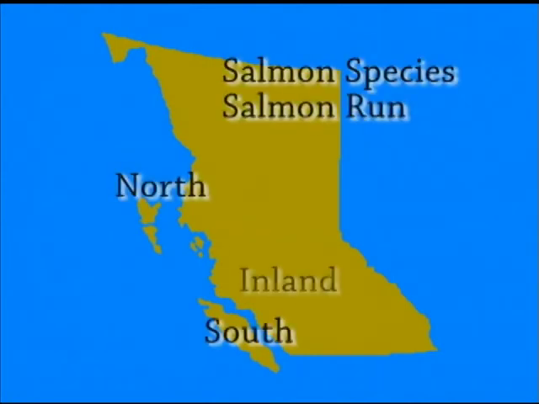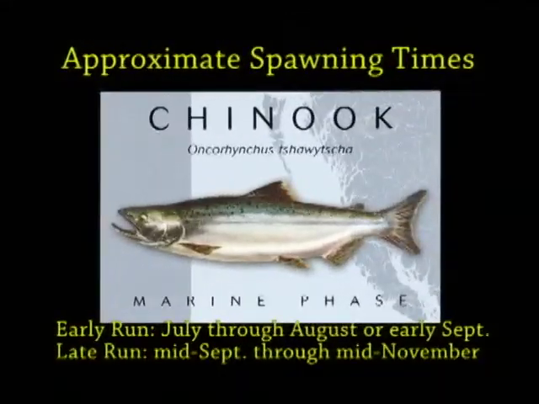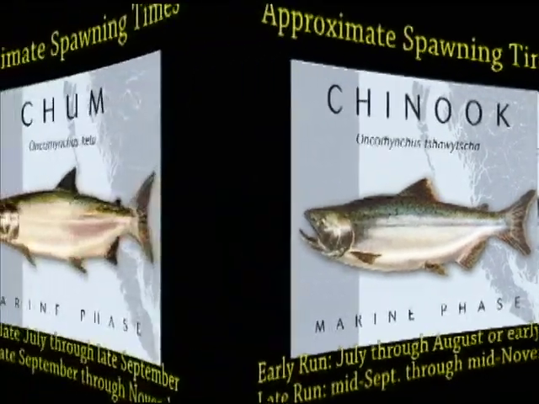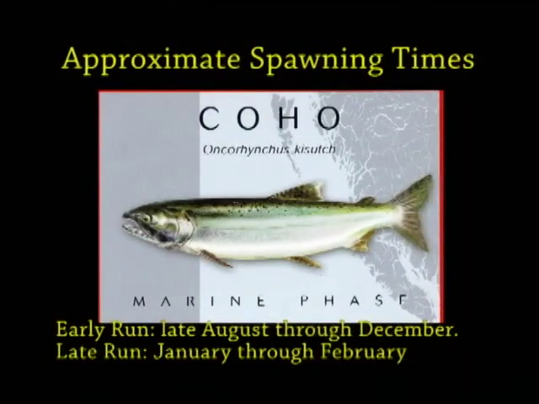The timing of salmonid migration and spawning depends on the species, the run, and the geographic location of the stream. Adults may migrate to the spawning grounds weeks or months before they begin to spawn. Spawners of various species can be found in streams throughout the year.